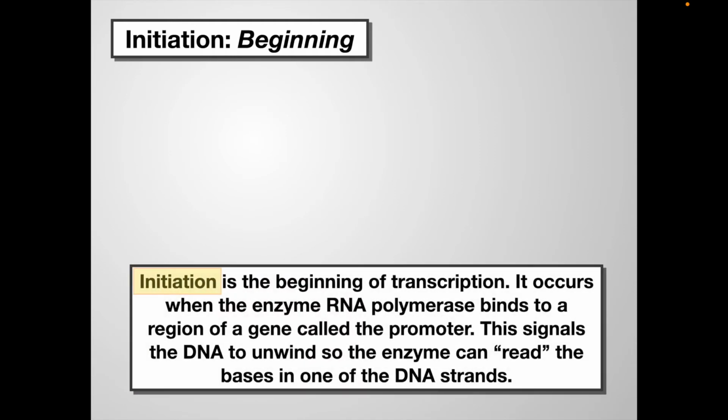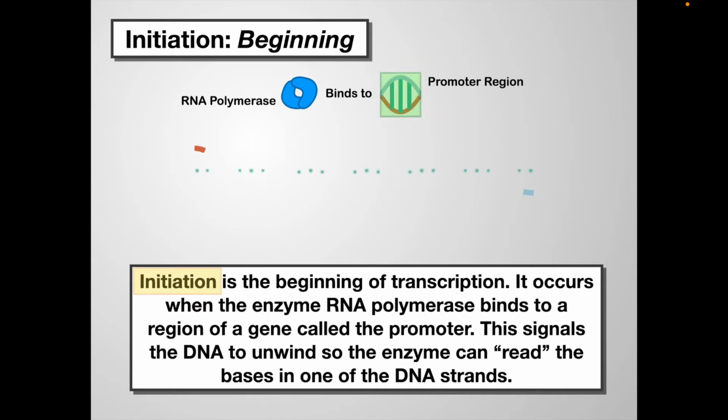Now let's break this down into our steps here. The first step here is initiation, and this is the beginning of transcription. It occurs when the enzyme RNA polymerase binds to a region of a gene called the promoter. This signals the DNA to unwind, so the enzyme can then read the bases in one of the DNA strands. So RNA polymerase is binding to our promoter region, which is in front of the gene.